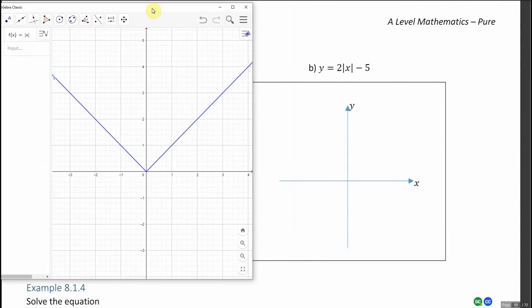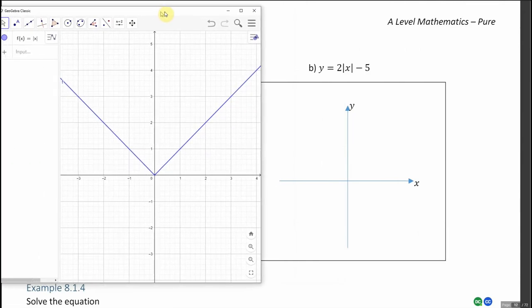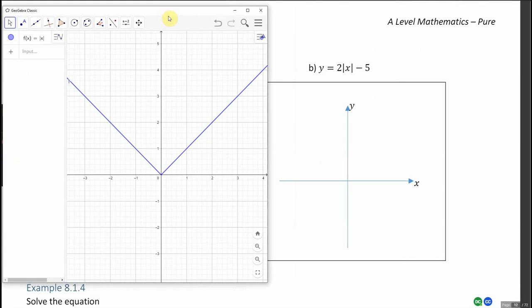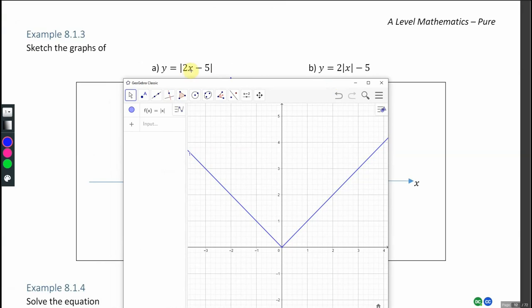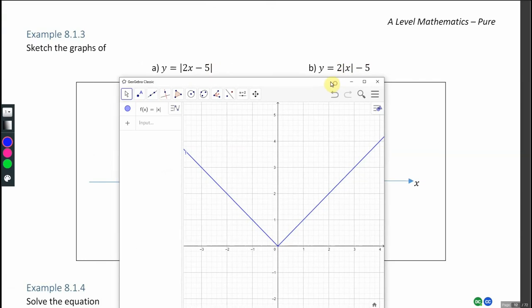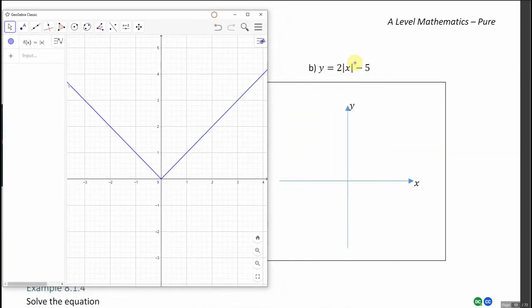In part B, we're going to do y equals 2 times the modulus of x and then take away 5. Again, we have a 2 and we have a minus 5, but they are in different positions. Previously, both the 2 and the minus 5 were inside the modulus. This time they're both outside, so we're going to get quite a different graph here. Once again, let's begin with the original modulus graph, and that's on the screen here.